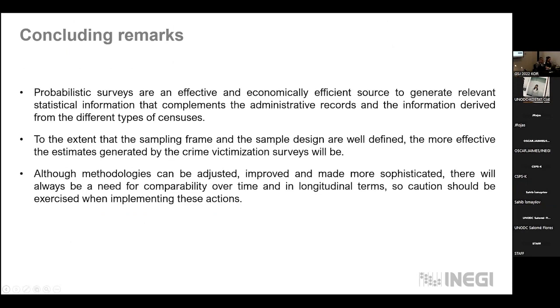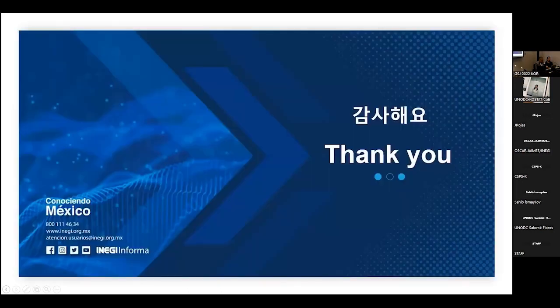Also these methodologies can be adjusted or become more sophisticated. There will always be a compromise with the comparability over time or in longitudinal terms. And so caution should be exercised when implementing these actions. So we have to find an equilibrium between these innovations and the comparability to get this information. So this is what I got. I'm going to stop here.